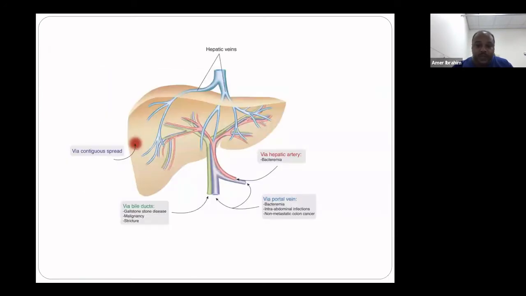So these are the routes of how the infection could reach the liver: through the hepatic artery in the form of bacteremia, through the portal vein from the GI tract, and finally from the bile duct with direct extension through the biliary system.